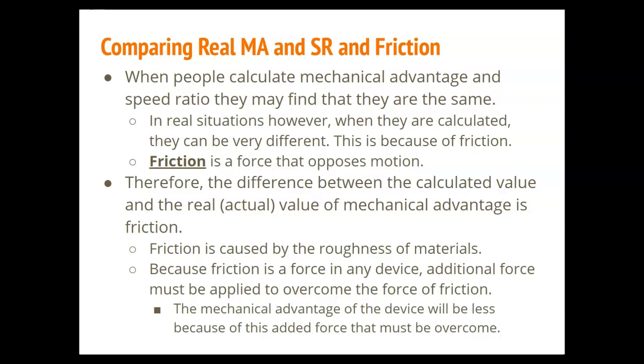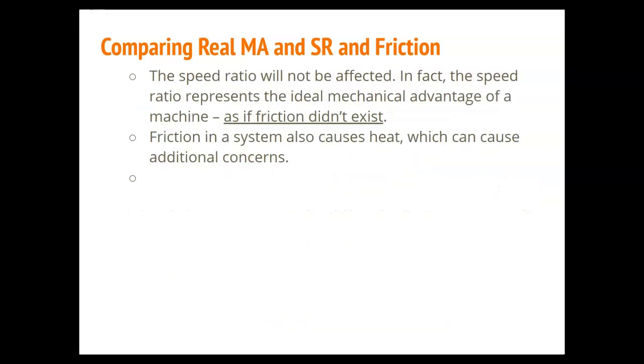Okay, friction is caused, like I said, by the roughness of materials or by objects like air hitting the machine that I'm using. And because friction is a force in any device, additional force must be applied to overcome the force of friction. So the mechanical advantage of a device in real life will actually be less because our calculations that we are doing don't take into account friction. So I hope that makes sense to you. And friction is going to come up a lot as we move forward in different science classes.